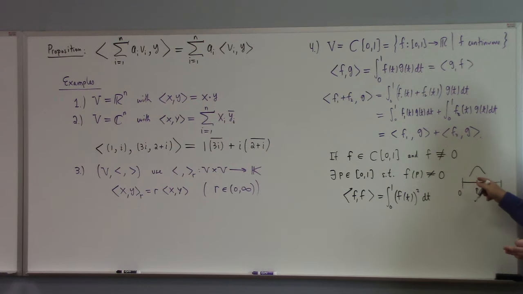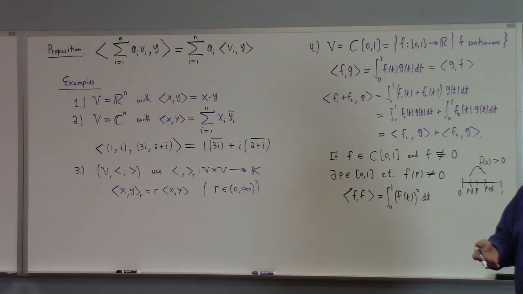I mean, let me say it this way. You can choose a delta, right, such that between p plus delta and p minus delta, you have f of x greater than 0, if it's greater than 0. And if it was less than 0, you could do the same by continuity.